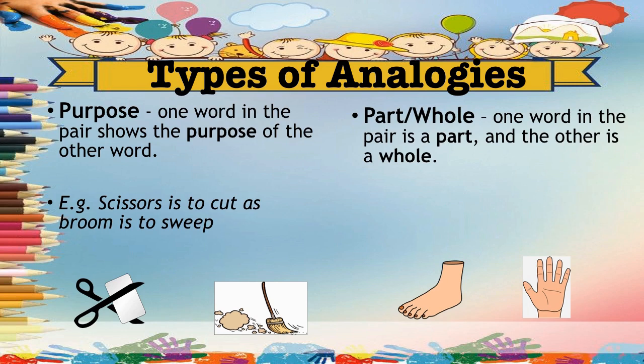Then we have the part to whole. This is when one word in the pair is a part and the other word is a whole. For example, leg is to body, as finger is to hand. Apart from the whole body, we have the leg. From the whole hand, we have a part, which is the finger.